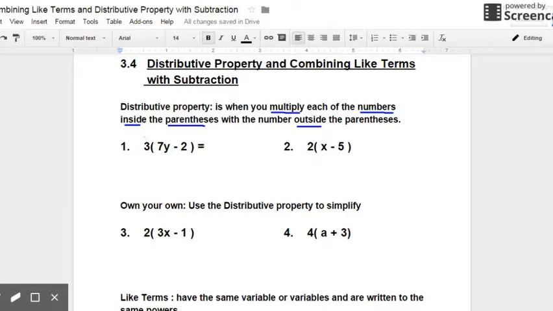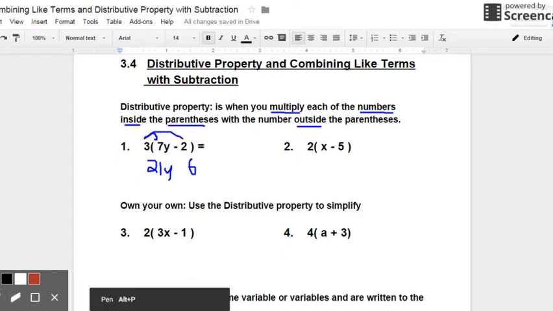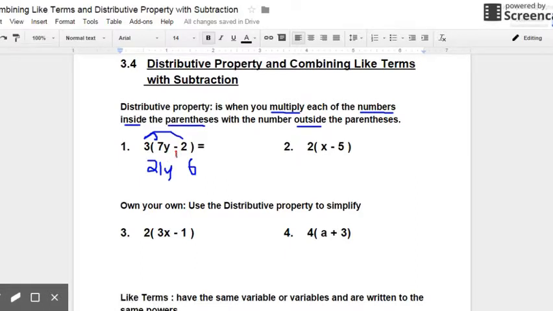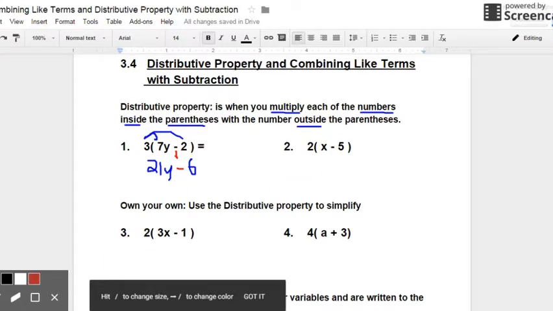Just like before, here's our outside number of 3. It's going to be multiplied by 7, and it's going to be multiplied by 2. So 3 times 7 is 21. Bring down the y. 3 times 2 is 6. But now that we have the subtraction symbol in the middle, we're going to bring down the subtraction sign. That's the only thing that changes with the distributive property with subtraction. Now these are not like terms because one has a y and one does not, so we leave it alone. Let's do that one more time.